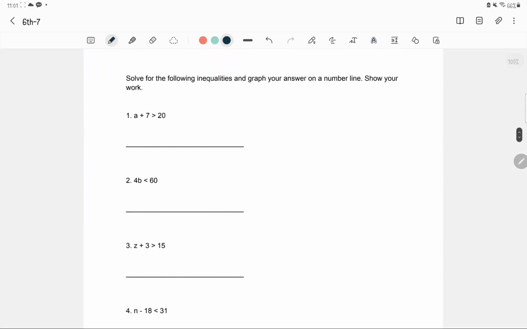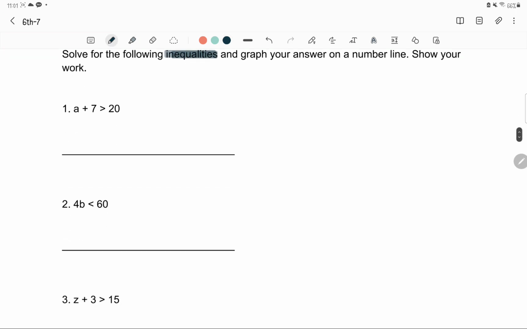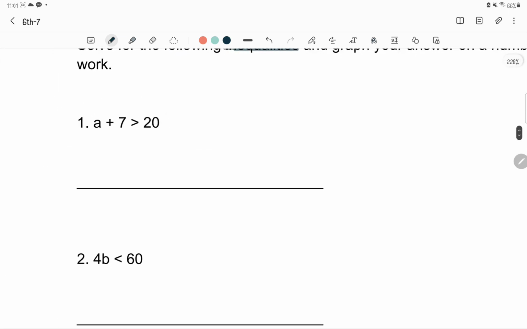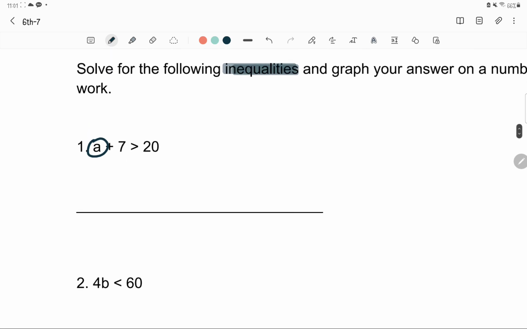And let's move on to inequalities. And for this one, same concept as the equation. You have to leave the variable by itself to figure out how to draw the graphs.